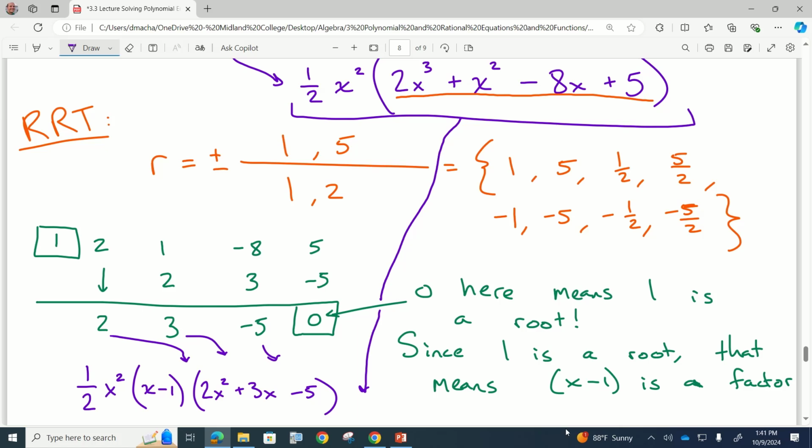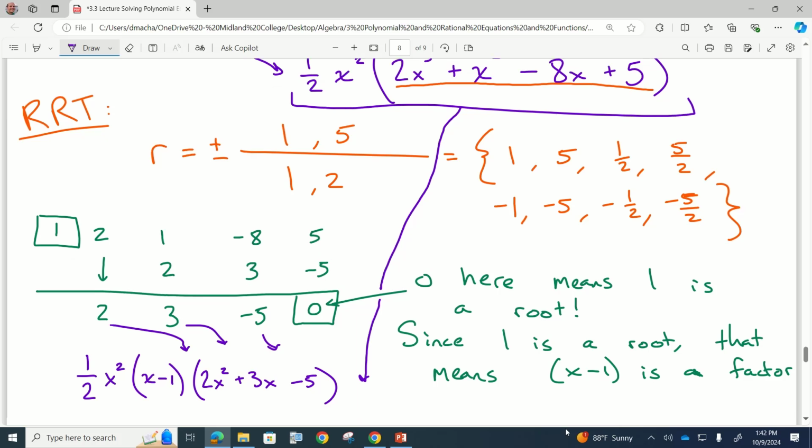This is another really compelling reason to use synthetic substitution instead of just old-fashioned substitution by plugging in the numbers. Because if you use synthetic substitution and you actually find one of the roots, you don't have to go and do a division problem on top of that. You've already done the division problem. And that's kind of neat. Saves you a little time.